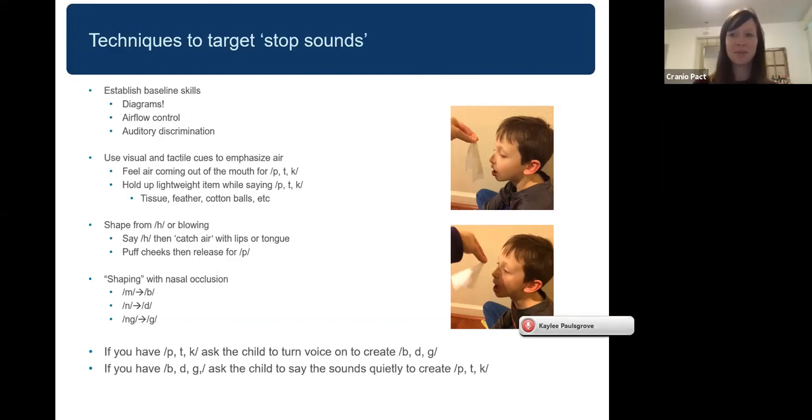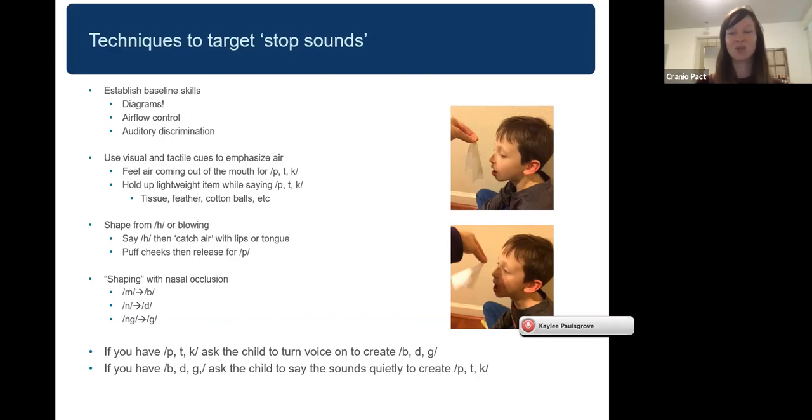You can do the same thing to create a D sound from the N. So hold out the N and turn it into a D. And sometimes I will do this with K's or G's too. Whatever strategy you use, once you're able to get the child to produce one of the sounds correctly, then have them do it as many times as possible so it becomes more automatic.